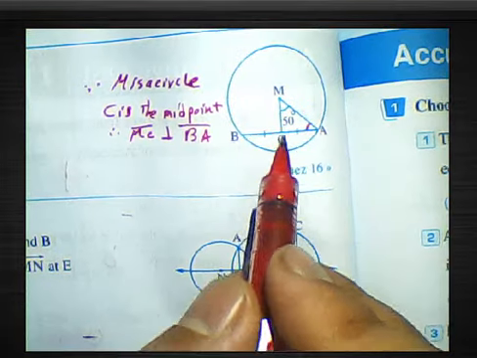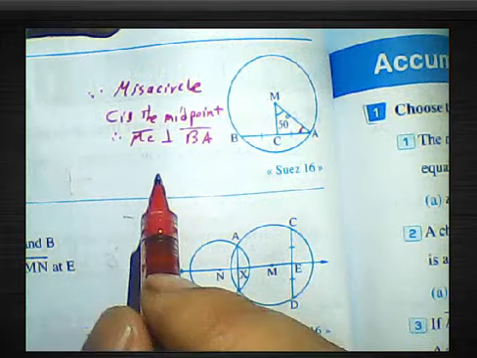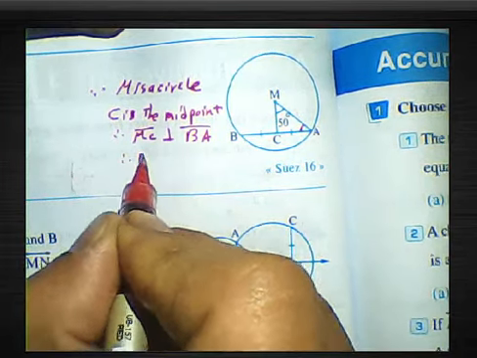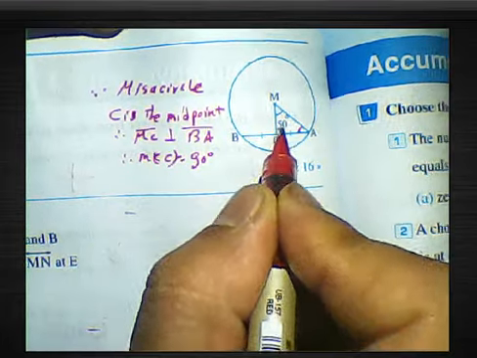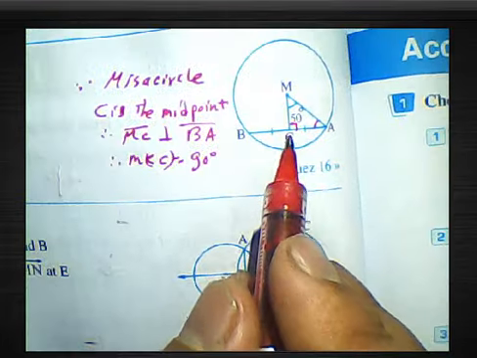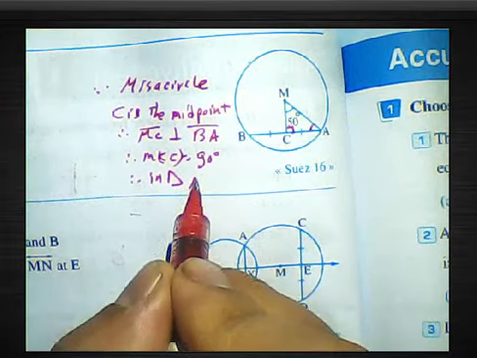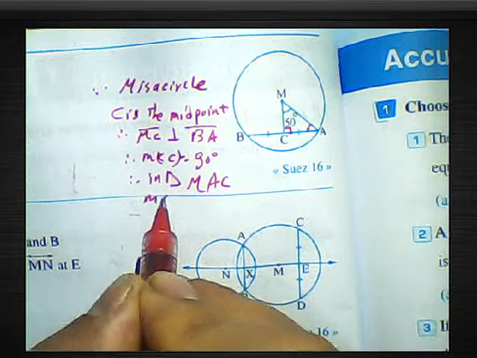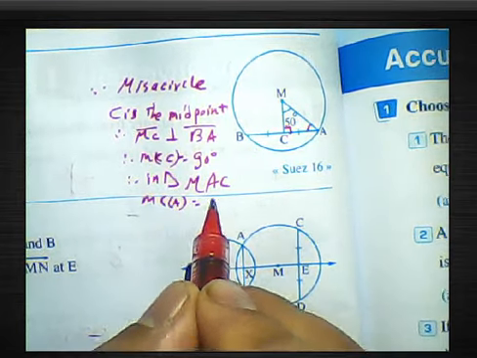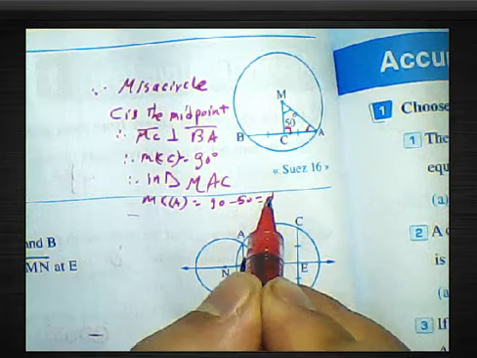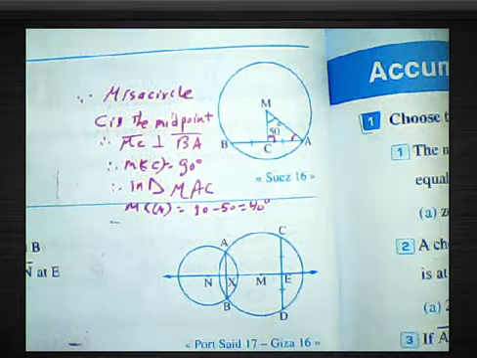MC will be perpendicular to what? BA. Okay, and then the measure of angle C will be 90 degrees. This angle will be 90 degrees. Okay. Then in triangle MAC, the measure of angle A will be 90 minus 50, which equals 40 degrees. The measure of angle A equals 40 degrees.